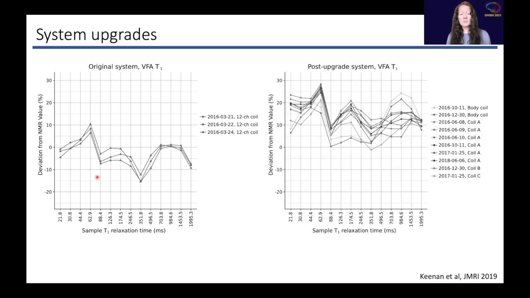Now, post-upgrade, you'll note that there's a shift and we now have a bias to overestimate the T1 measurement regardless of the receive coils that we tested. This is a substantial shift. And this site did not identify this issue using their standard qualitative QA, quality assurance, that they would do on a regular basis.